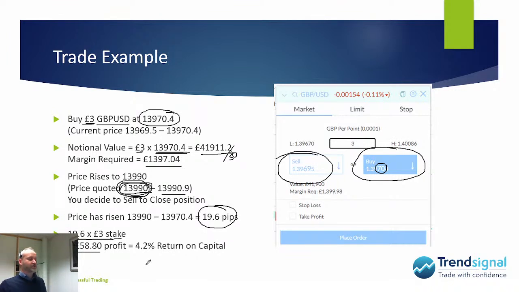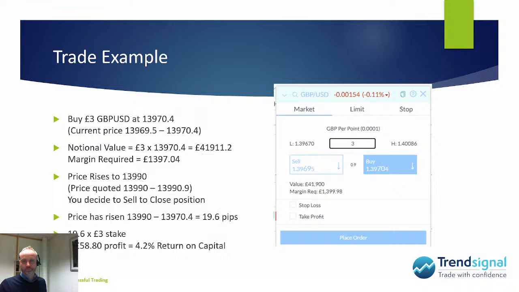Now, in terms of return on capital, what does that mean to us? Well, if we needed £1,397 on our account to do this trade, £58.8 as a percentage of the margin required means a 4.2% return on capital. Pretty nice, thank you very much. Okay, that's the advantage really of trading spread bets and CFDs.